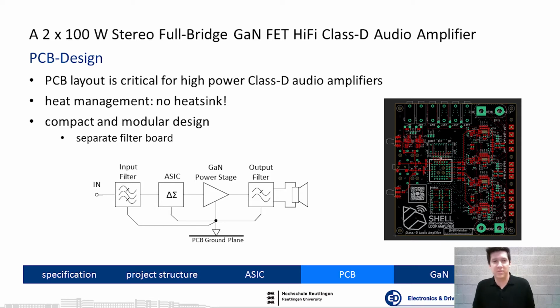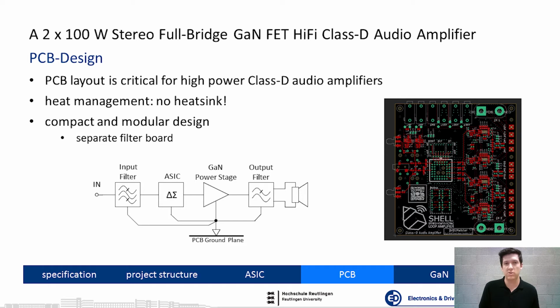Hello everyone. Next up is PCB design. With high power Class D audio amplifiers, layout is often critical for achieving maximum power and optimal performance. Though the relevant frequency range of an audio system is 20 Hz to 20 kHz, we still have to consider high frequency design rules when designing the PCB. For example, the ground plane.